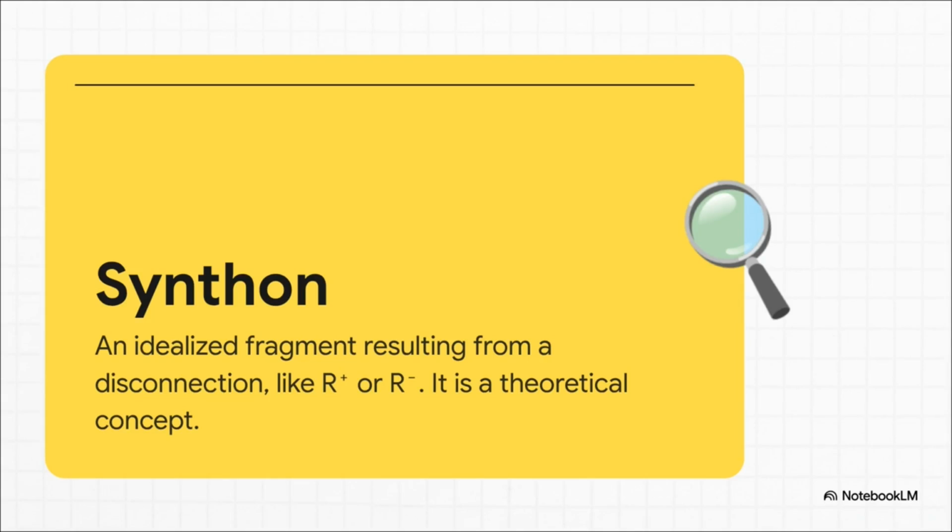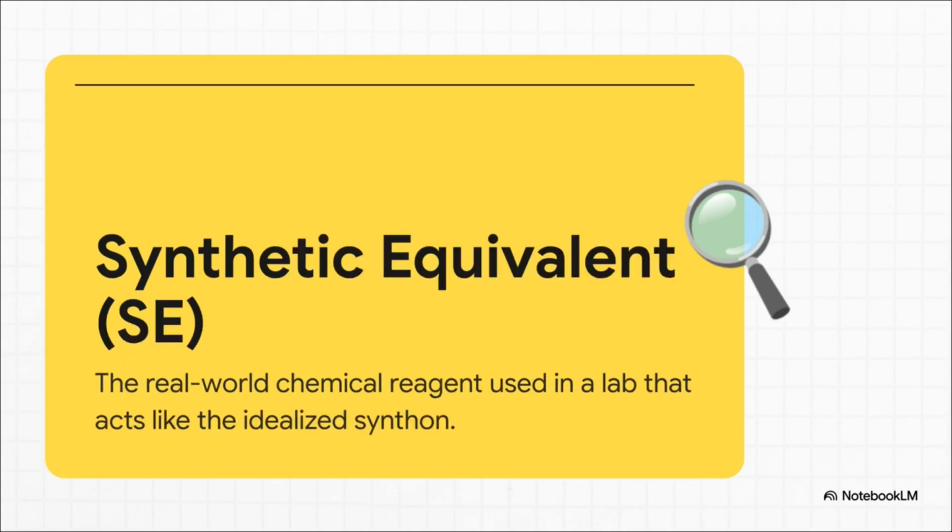In chemistry, it's the idealized, perfect building block that we get from one of our mental cuts. Now, this is crucial. A synthon isn't a real chemical you can hold in a bottle. It's the perfect theoretical piece of our puzzle. So you might be asking, if a synthon is just an idea, how do we actually make anything?